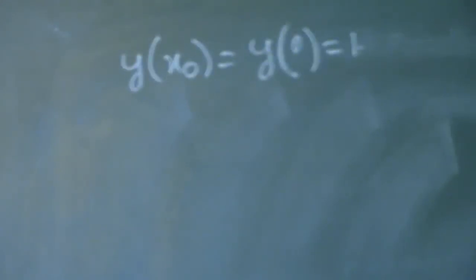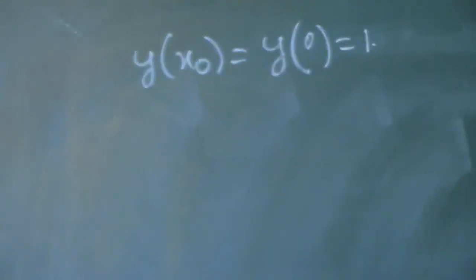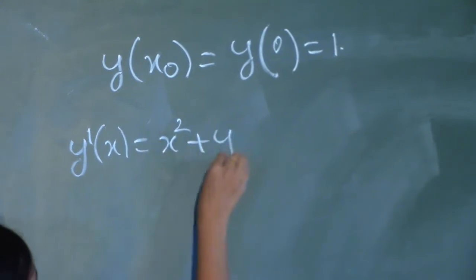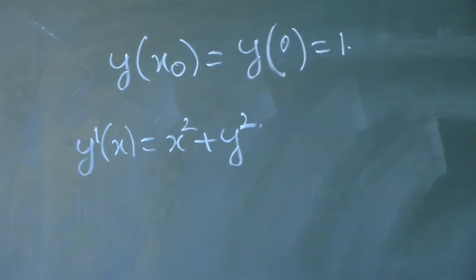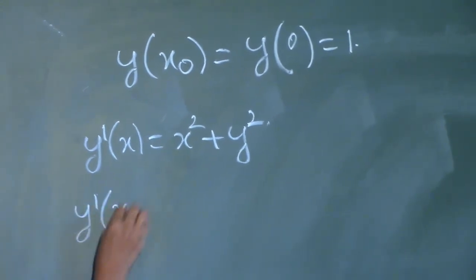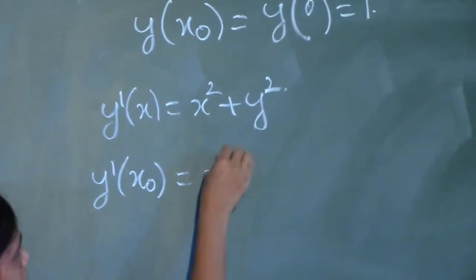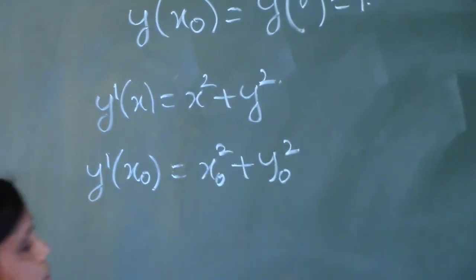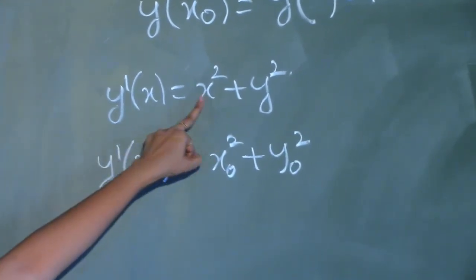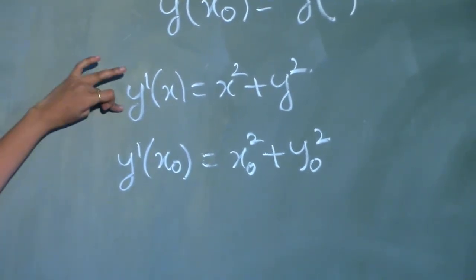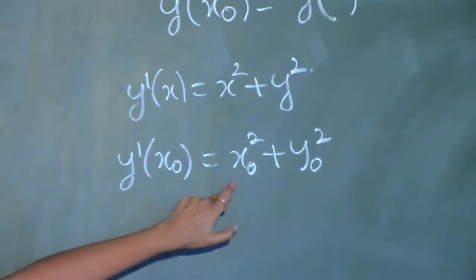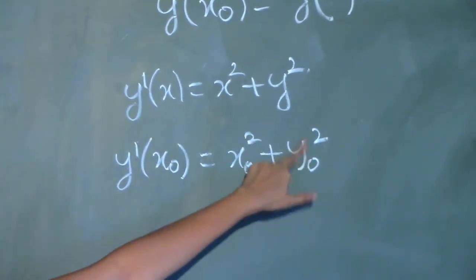Now find out y dash of x naught. Y dash of x value is x square plus y square. So y dash of x is x square plus y square. We need to find the value of y dash at x naught. So write y dash of x naught is equal to x naught square plus y naught square. Because at the point x is equal to x naught, your y value will be y naught. So here this will become y dash of x naught is equal to x naught square plus y naught square.